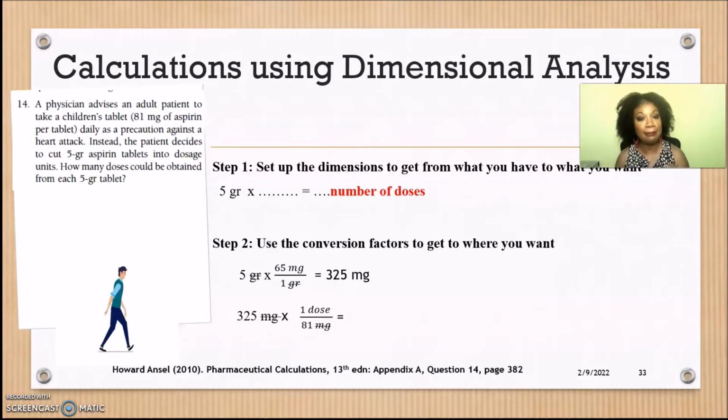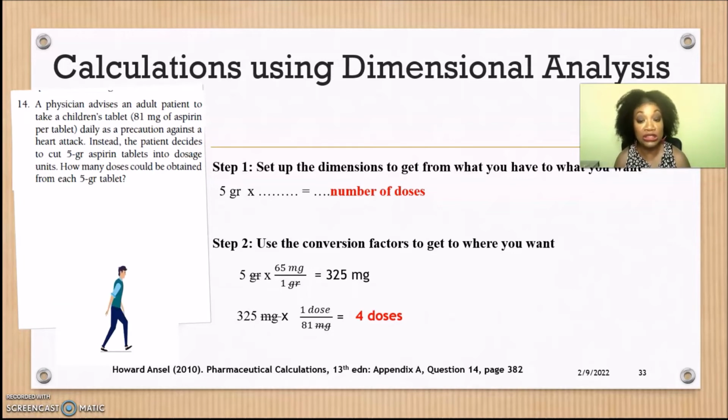Right away, you know that milligram needs to be at the bottom, dose needs to be at the top. So you arrange it in such a way that when you multiply the 325 times that conversion factor, you end up with doses. And so we end up with 4 doses. Notice the limited amount of steps.